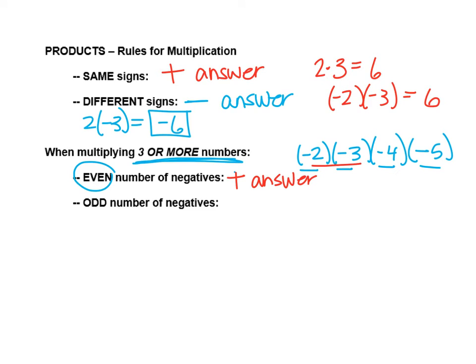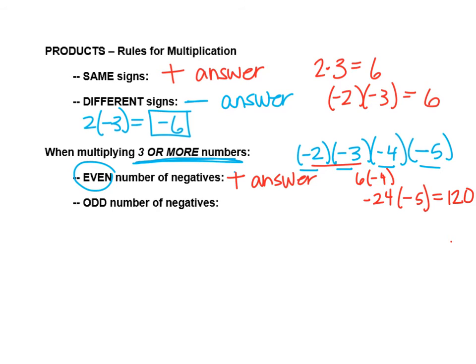Negative 2 times negative 3 is 6. 6 times negative 4 is negative 24. Negative 24 times negative 5 turns out to be a positive 120. But just a shortcut way to know that you're going to get a positive answer, you can just multiply the 4 numbers and say you had an even number, make it positive.